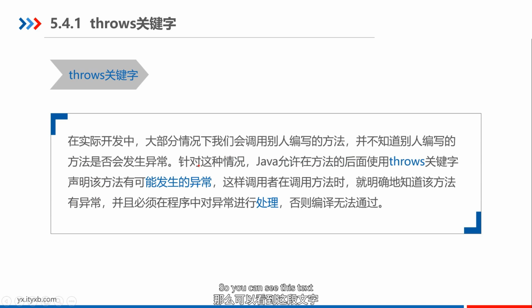So you can see this text. In actual development, most of the time we call methods written by others. But we don't know if there are any exceptions in other people's methods. In this case, we use the keyword throws to declare the possible exceptions of the method, so that when the caller calls the method, we'll know that there is an exception.